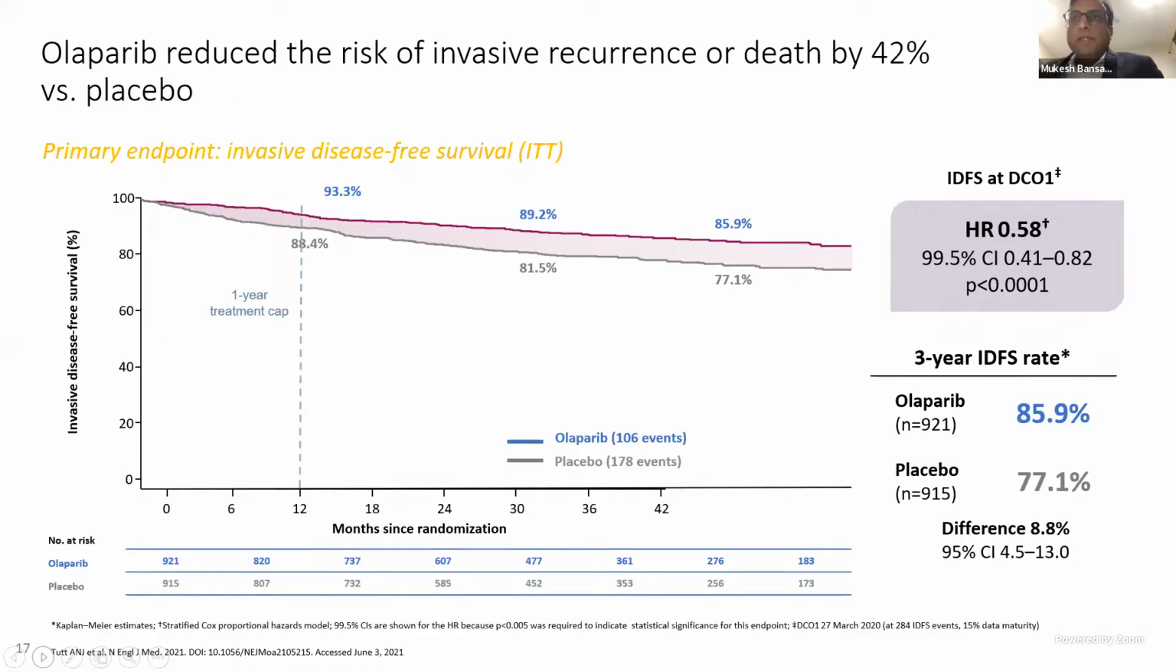So, the primary endpoint was invasive disease-free survival in the intention to treat population. Here we can see a hazard ratio of 0.58, with a 3-year IDFS rate of 85.9% for olaparib compared to 77.1%, showing a significant benefit of 8.8% in the olaparib group. The curves started separating in the initial months only. At the end of 12 months, it was 93 versus 88, around 5% benefit. But the olaparib group continued to drive benefit till the results are available for 3 to 4 years.